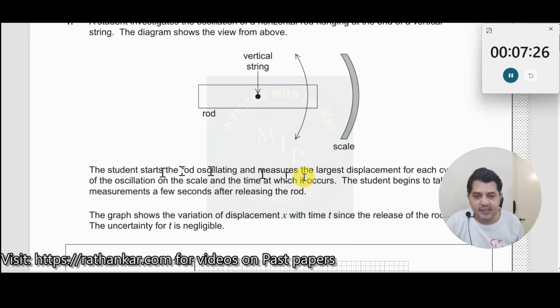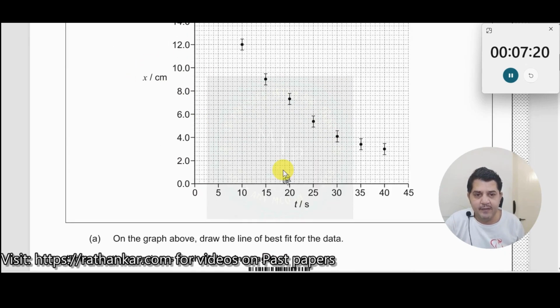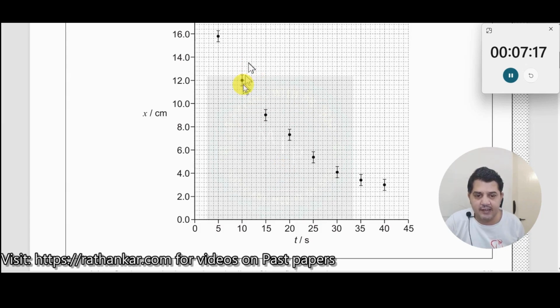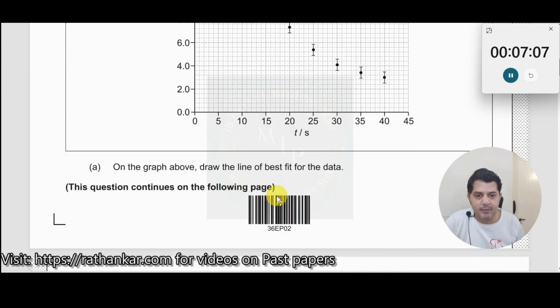The graph shows the variation of displacement x with time t since the release of the rod. The uncertainty for t is negligible, so error bars are drawn along the x-axis. This is t over here. What kind of graph is this? You see, it is decreasing in an exponential way. I do not know whether it is inversely proportional or not. Anyway, let us read the problem to understand further.